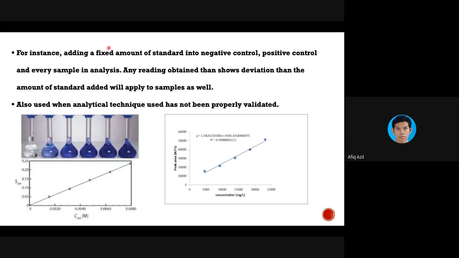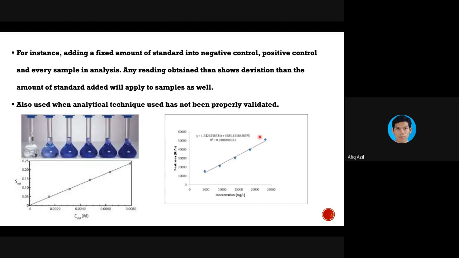For instance, adding a fixed amount of standard into a negative control and positive control in every sample analysis. Any reading obtained then shows deviation, and the amount of standard added will apply to the sample as well. It is also used when the analytical technique has not been properly validated.